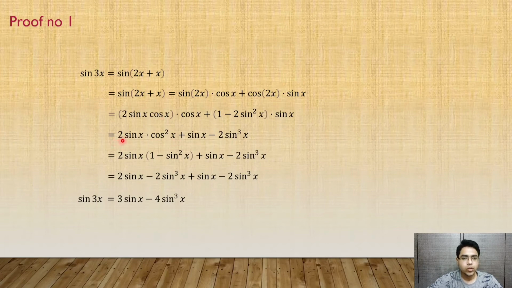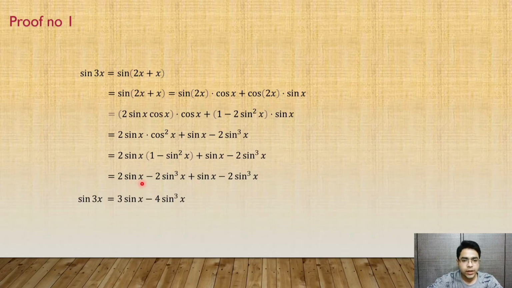So that will be equal to 2 sin x into cos square x plus, this sin x is again multiplied in this bracket, we get sin of x minus 2 sin cube x. Further, this cos square x is written as 1 minus sin square x. So we will get 2 sin x into bracket 1 minus sin square x bracket complete, plus sin x minus 2 sin cube x.